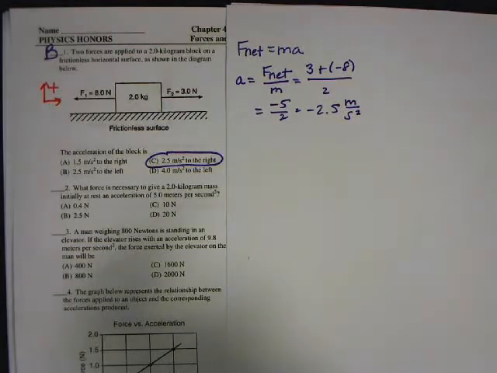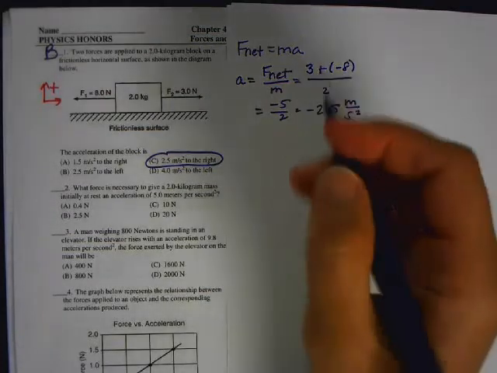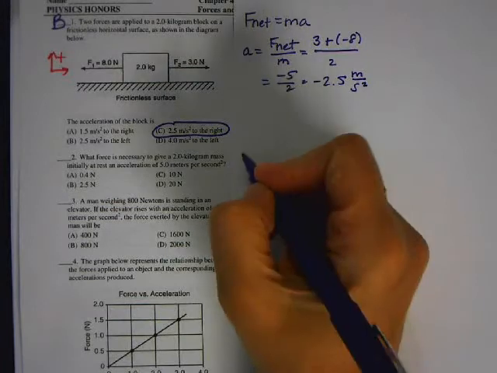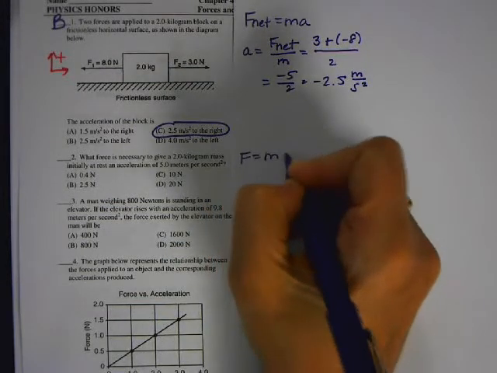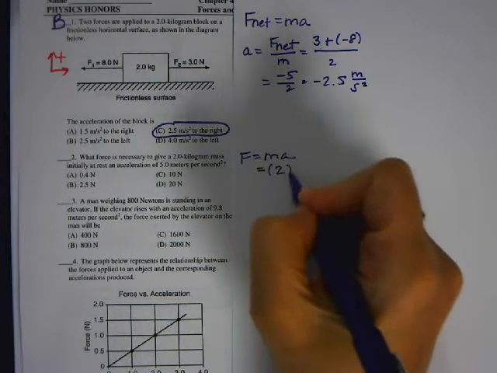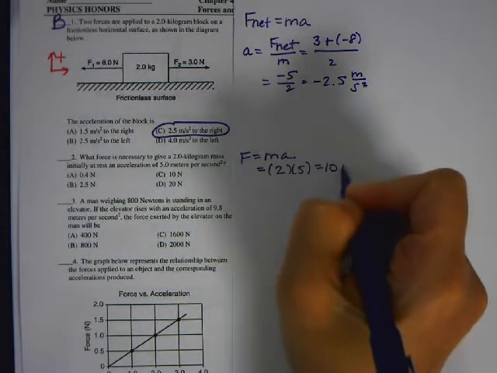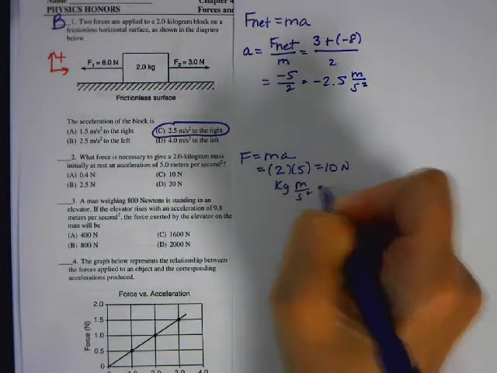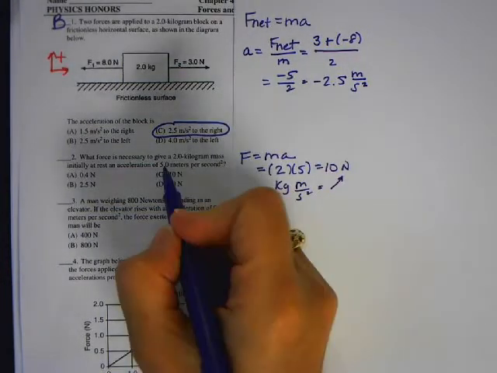Number 2, what force is necessary to give a 2-kilogram mass initially at rest an acceleration of 5 meters per second squared? So this is, again, just Newton's second law. F is equal to ma, and it's equal to 2 times 5, which is 10. And a kilogram times a meter per second squared is a Newton.